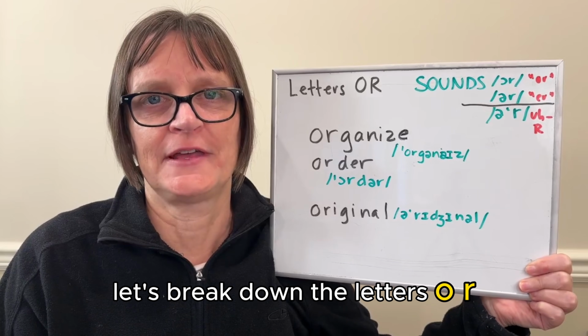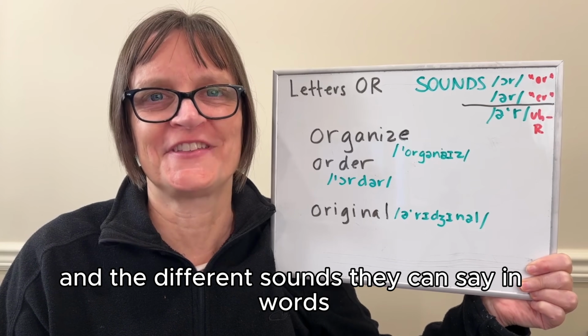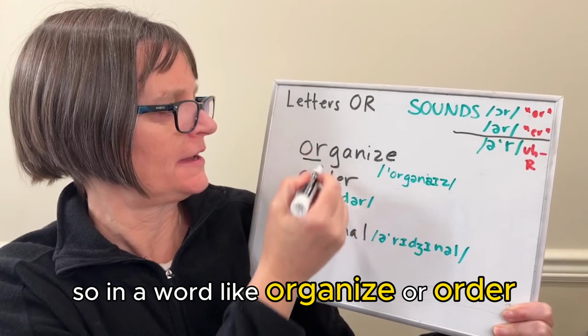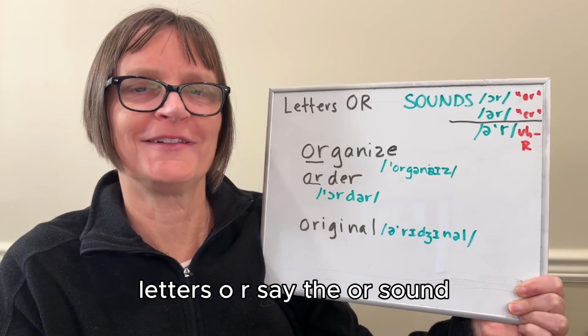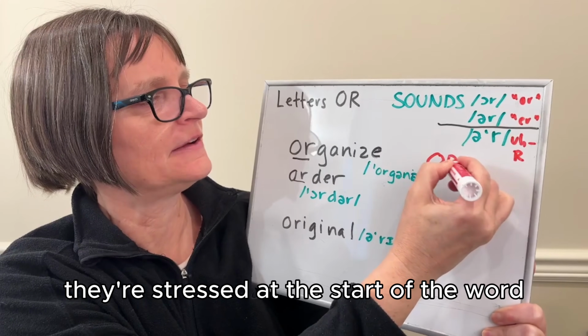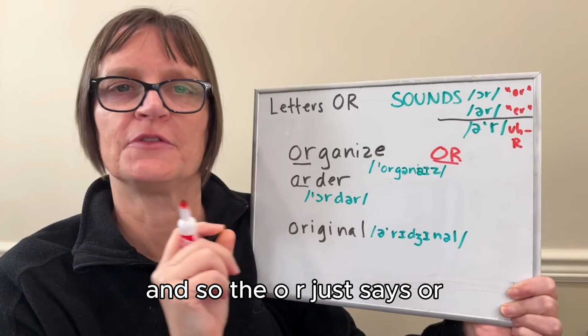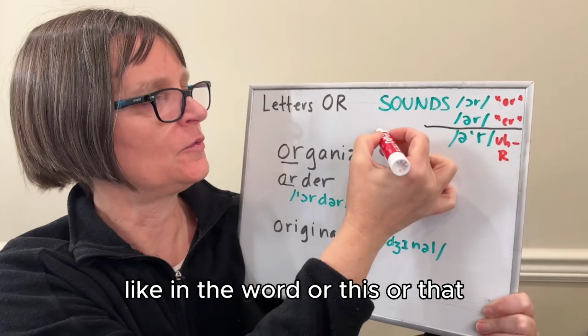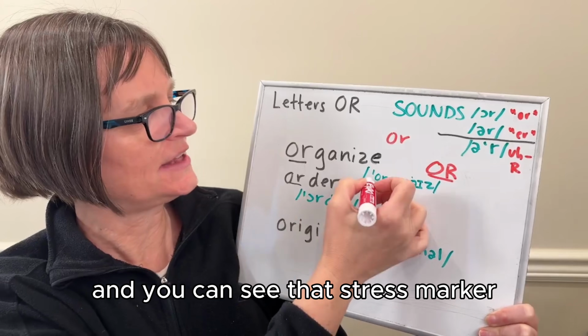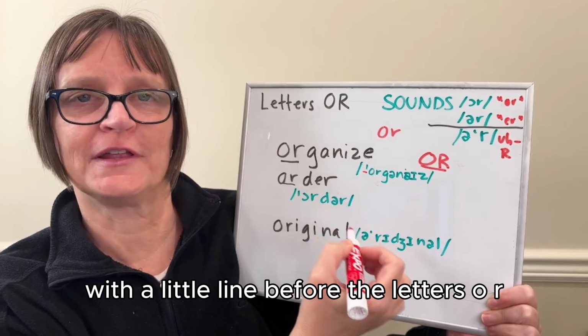Let's break down the letters OR and the different sounds they can say in words. So in a word like organize or order, letters OR say the OR sound. They're stressed at the start of the word, and so the OR just says or, like in the word or, this or that. And you can see that stress marker with a little line before the letters OR.